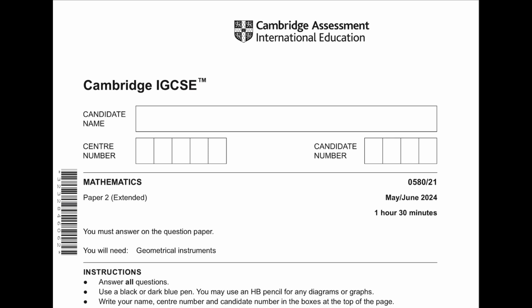So today we're looking at 0580 Paper 2 Variant 1 from May June 2024.